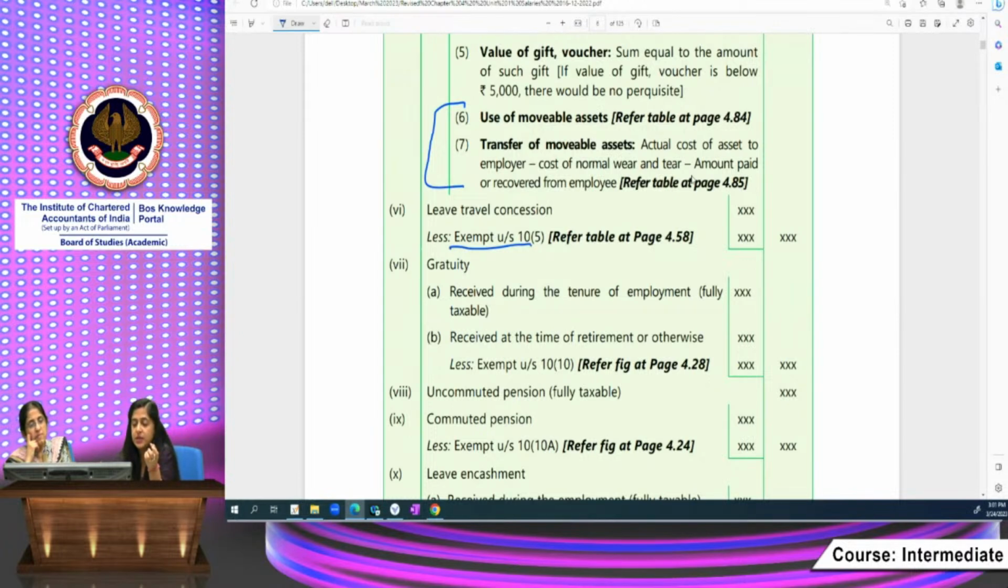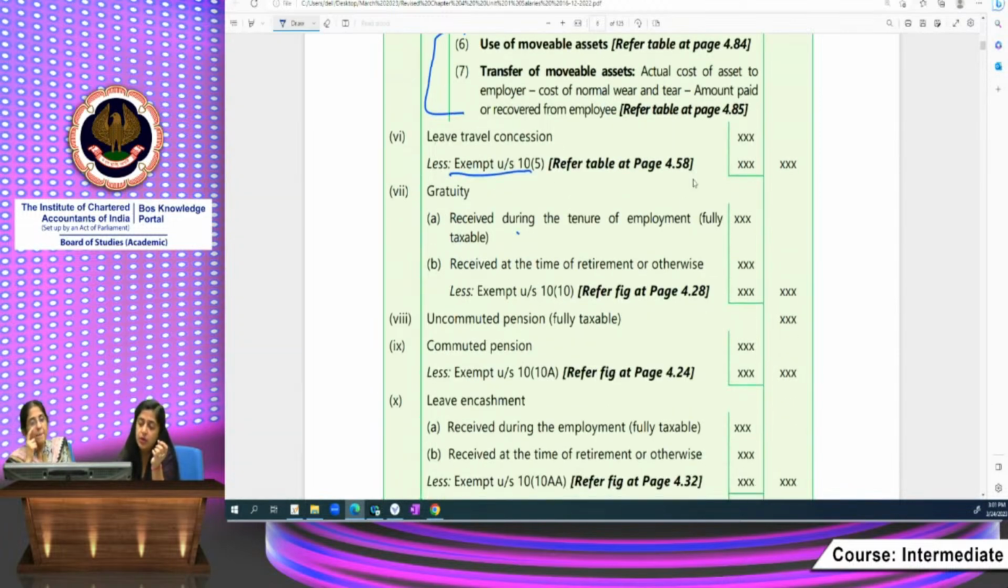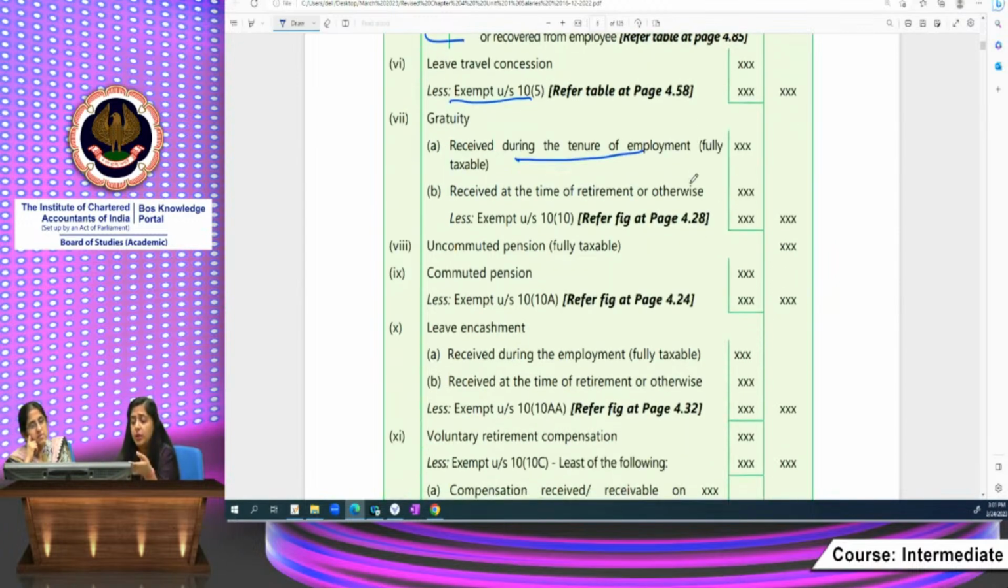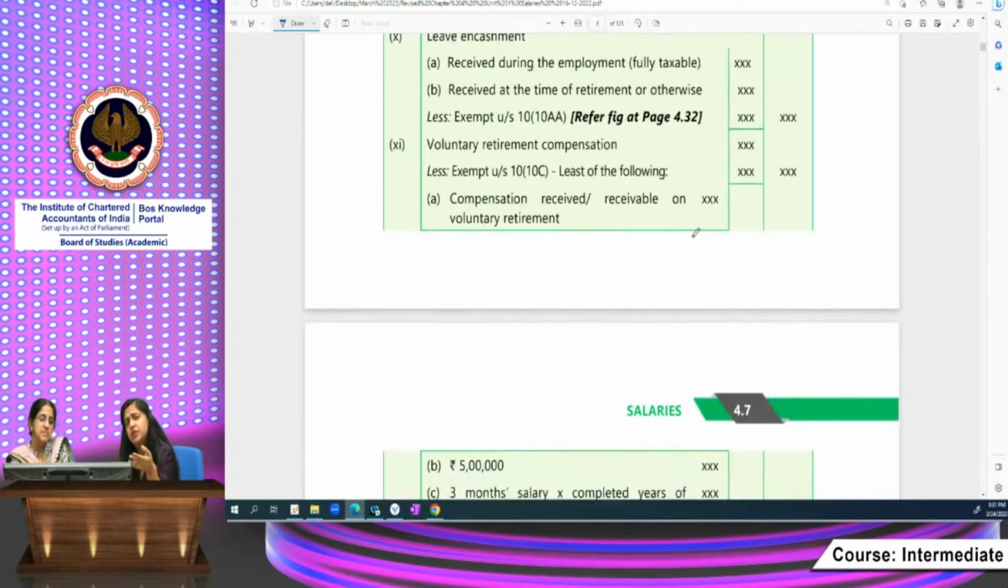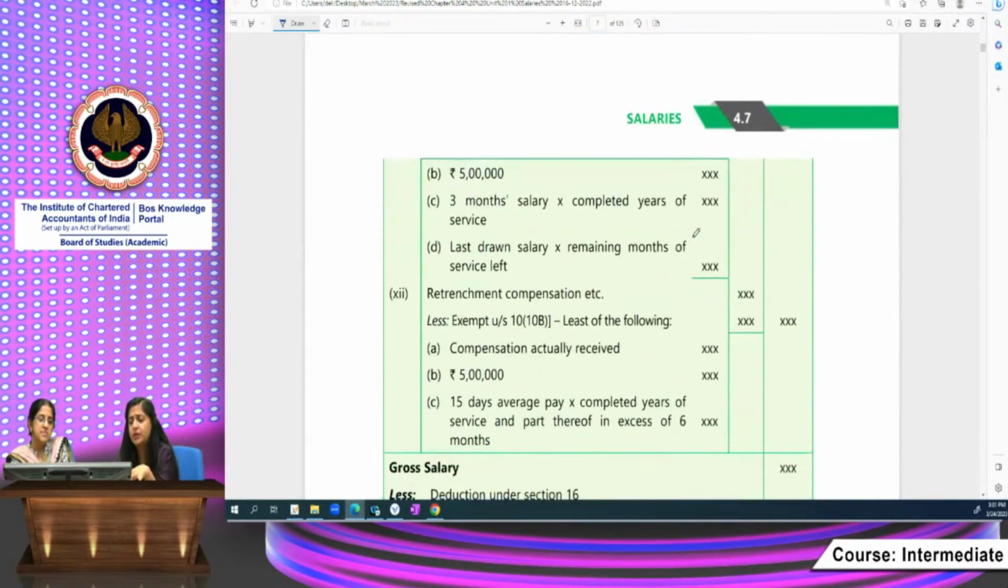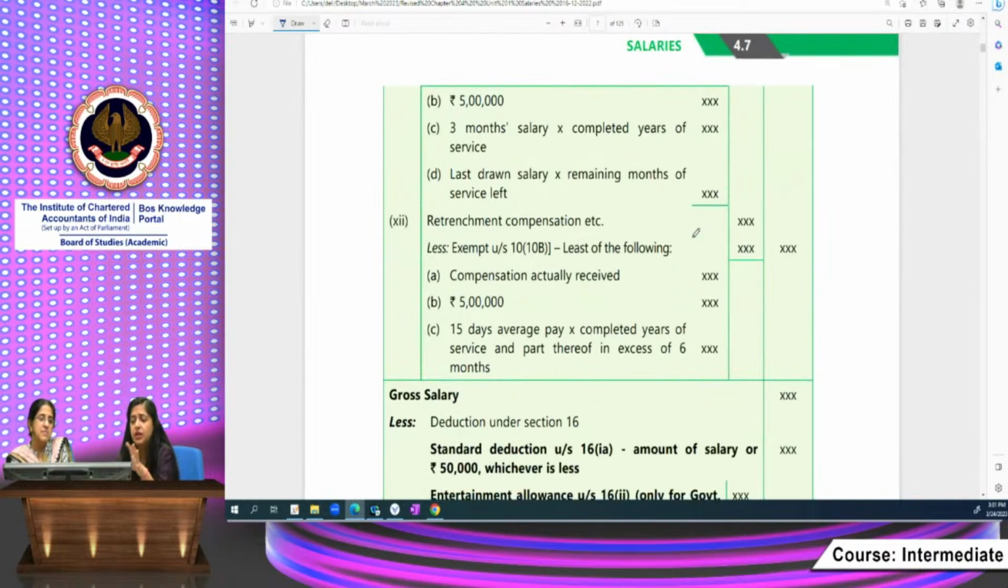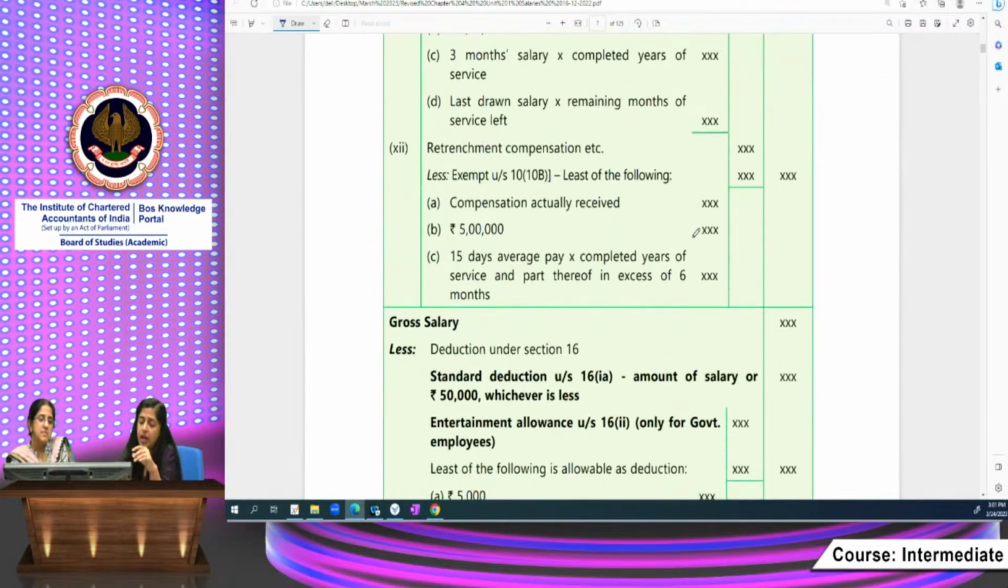What is the exemption which you are getting in gratuity? If you are receiving the gratuity during the tenure, during the services, then it is taxable, but at the time of retirement there is some prescribed limit, and up to that limit you will get the exemption. Similarly, for commuted pension, leave encashment, voluntary retirement compensation, for everything there is a prescribed limit, and up to that amount you will get the exemption. Then after all these things you will get your gross salary.